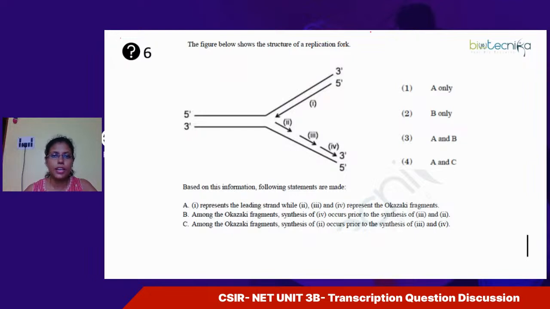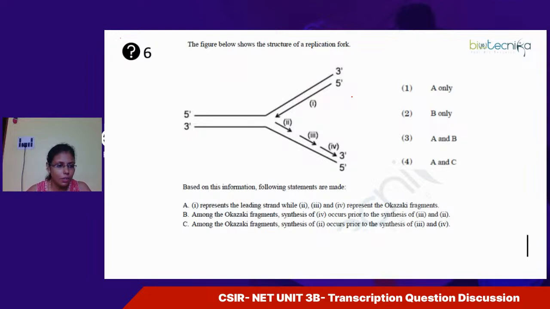So observe this picture carefully. Okay, look at the picture carefully. So what should be the answer? You have to have a very clear knowledge about the direction in which the helicase is moving, and the direction in which the Okazaki fragments are being synthesized, and why they are being synthesized in that manner. All these concepts should be very clear.